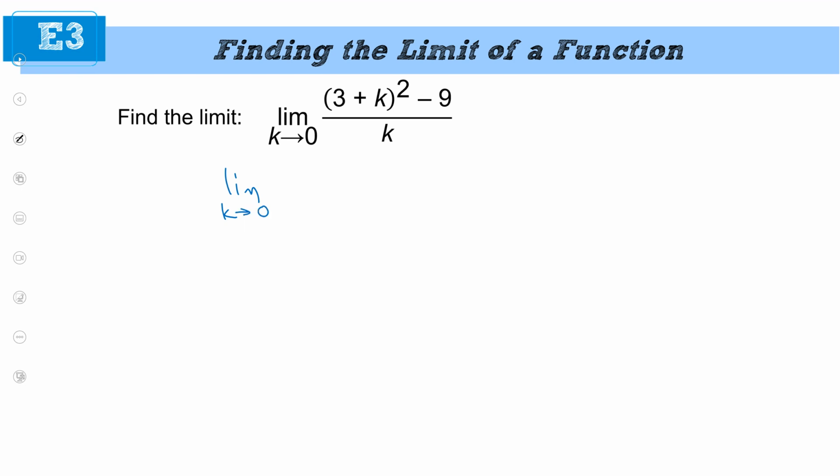By the way, as you algebraically manipulate, you're going to get lazy and not write the limit. You have to write the limit every time. Posey, what's 3 plus k quantity squared? k squared plus 6k plus 9. k squared plus 6k plus 9 minus 9 all over k. Did you FOIL that?